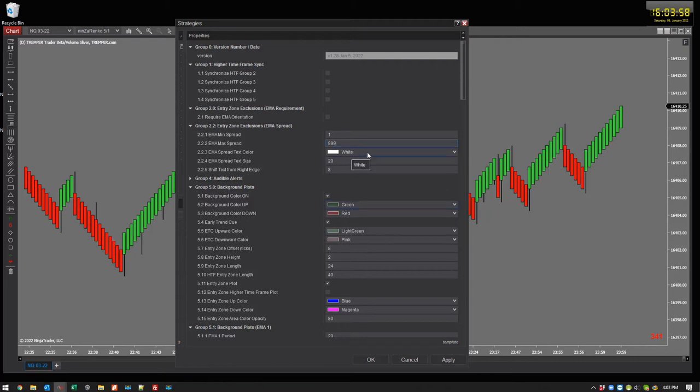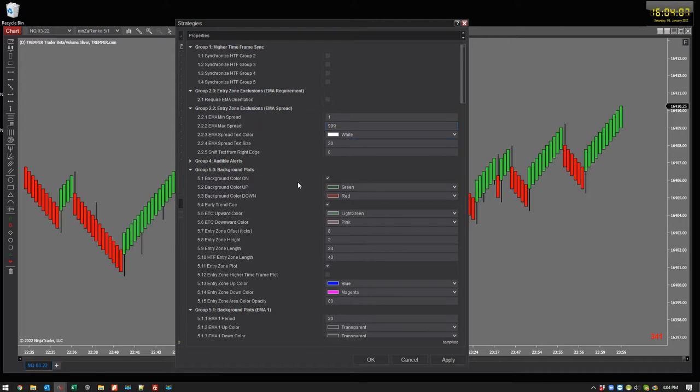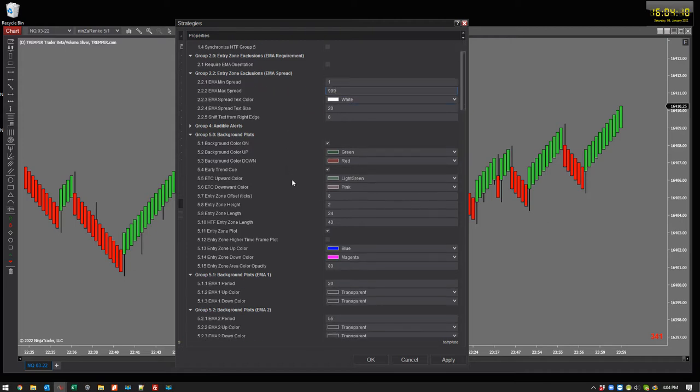I'm trying to stay away from whites and blacks for defaults, but I notice here this is white because people have white screens and black screens. So if you've got a white screen, you're probably not going to see it at all unless you change the color on that. Okay, so group 4.